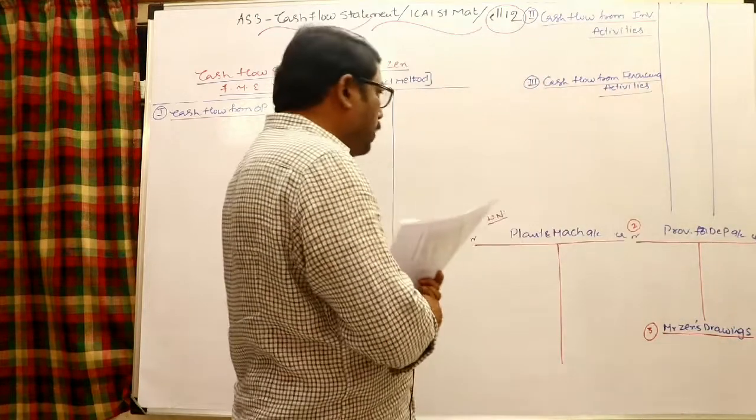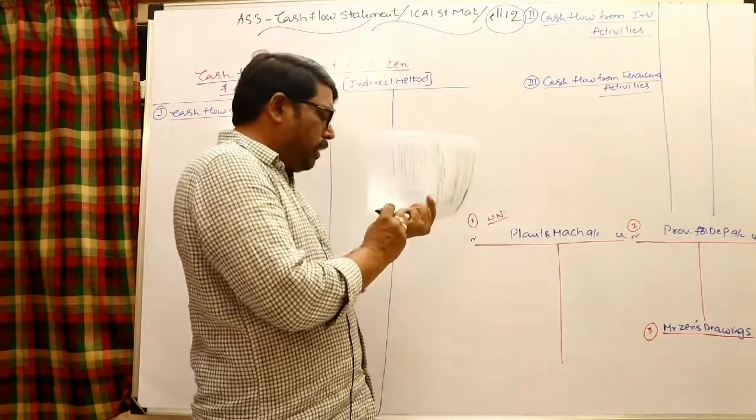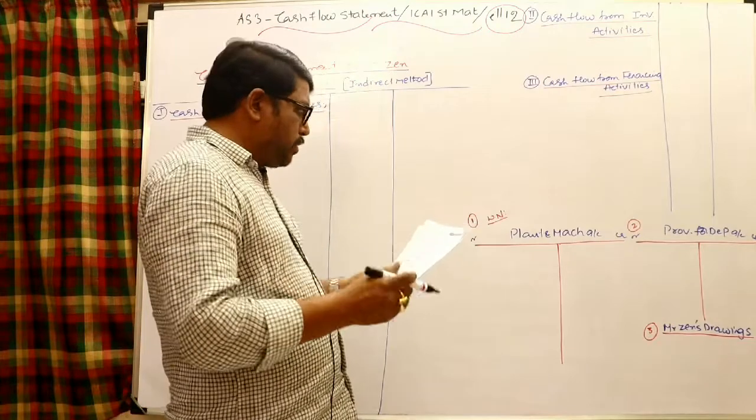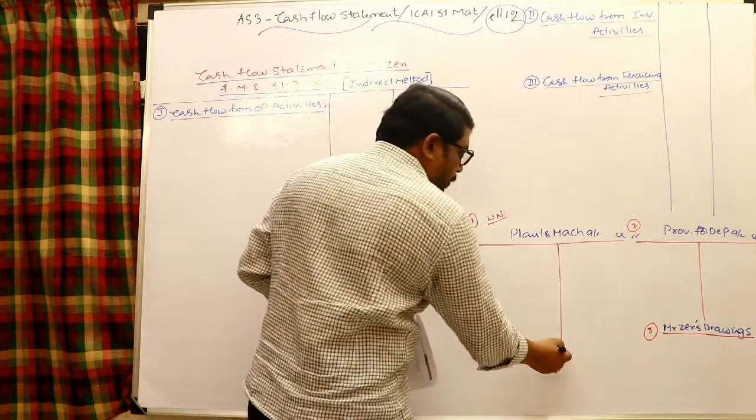Okay, now after completion of the related working notes, we can go to the cash flow statement. First, you can have the plant and machinery like this.